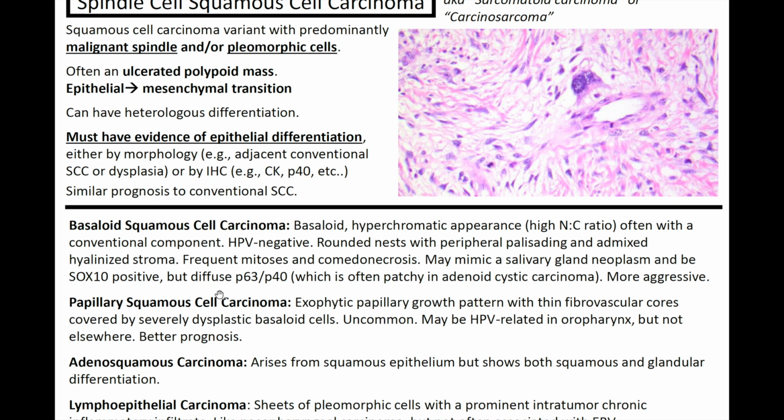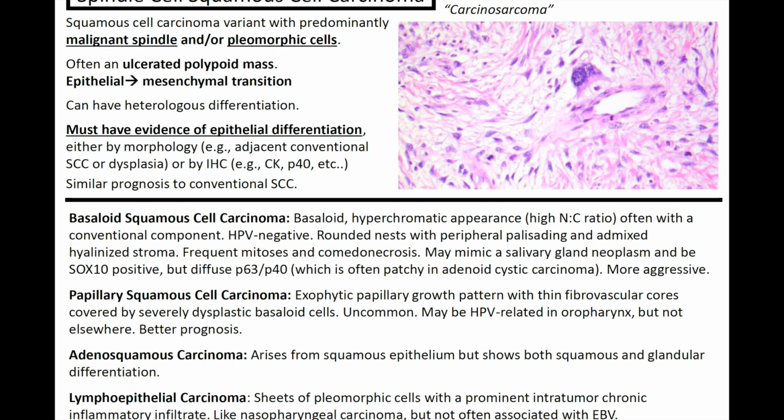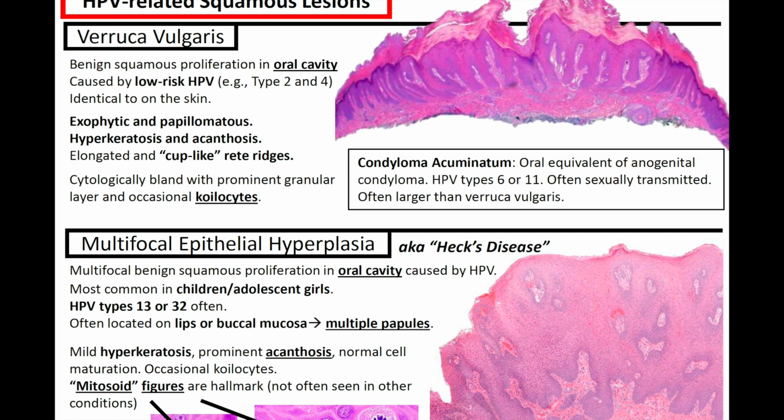So some other variants, I'm not going to read all of them, but you can have a basaloid squamous cell carcinoma, papillary squamous cell carcinoma, adenosquamous carcinoma, and lymphoepithelial carcinoma. So just be aware of these. You can look up good images, and they could definitely show up in practice, and we would want to get to the correct diagnosis. So next up, we've got HPV-related squamous lesions.